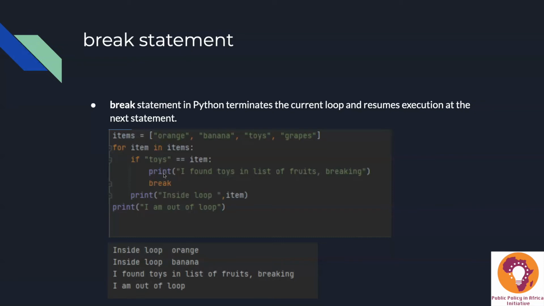So on that third iteration, if toys is equal to item, it is. This evaluates to true. We print "I found toys in the list of fruits, breaking," and then we're going to see our print statement for "I am out of loop." So it exited the loop at that point because we executed that break statement. Break statements are extremely useful. This is one way that you can ensure that you don't get an infinite loop.